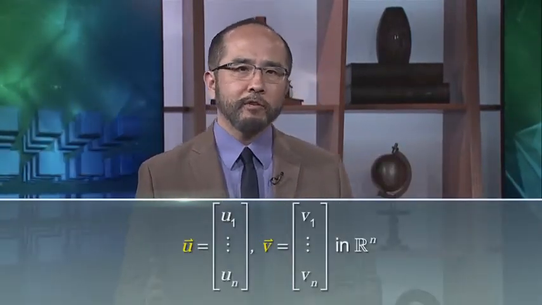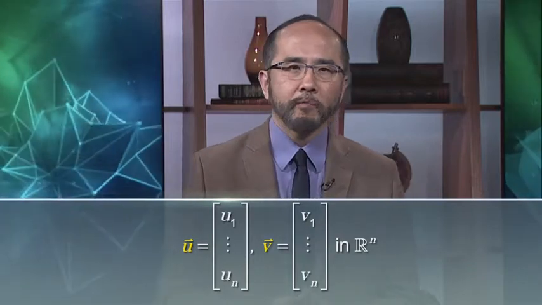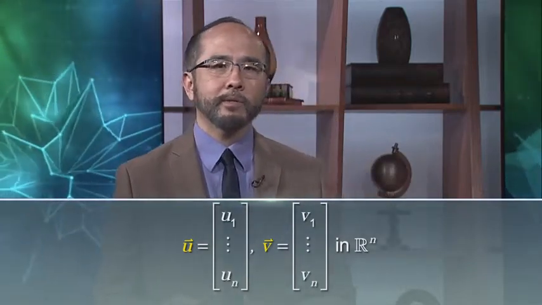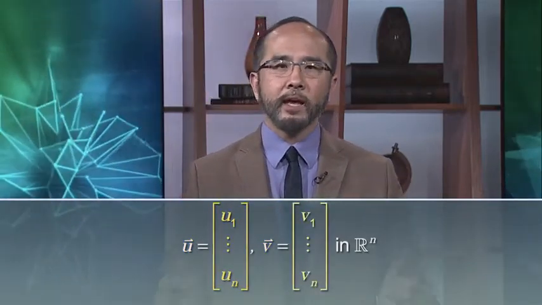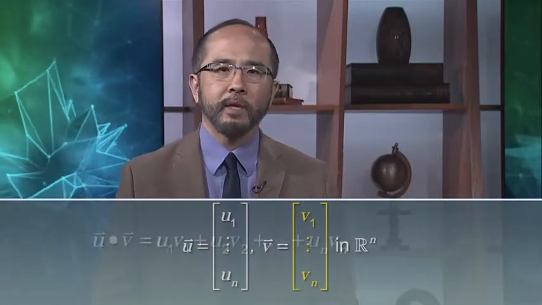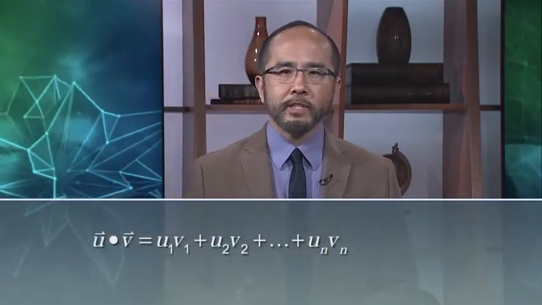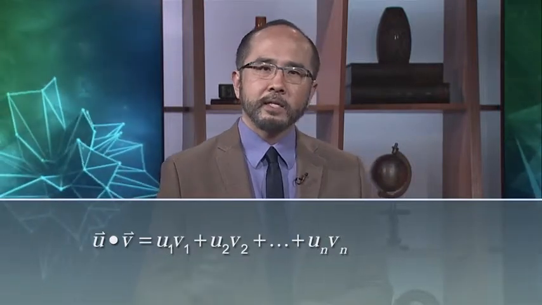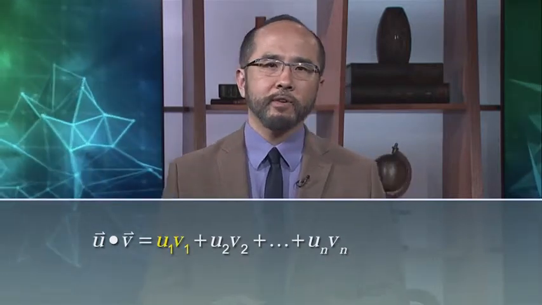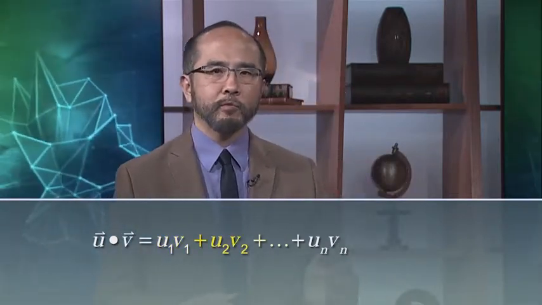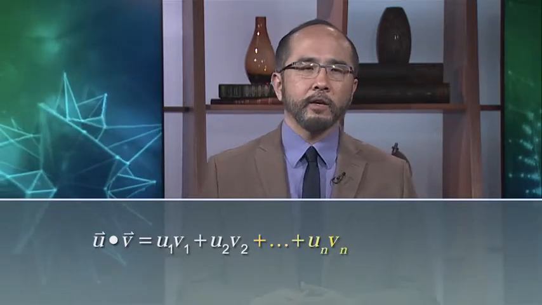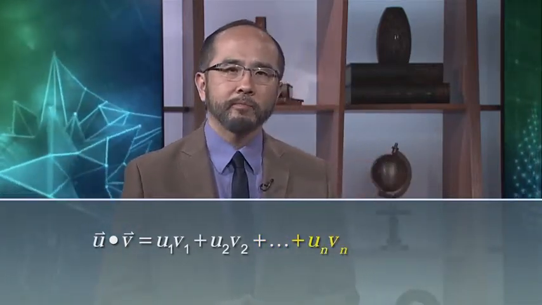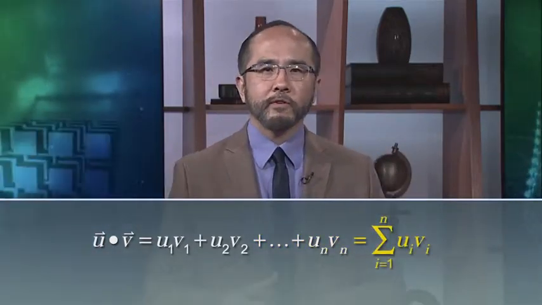Suppose you have u and v, two vectors in Rn, with components that are real numbers, u1 through un and v1 through vn. Then the algebraic definition of the dot product of u and v, called u dot v, is the sum of the pairwise products of the coordinates, u1 times v1 plus u2 times v2 plus ... un times vn. We have a shorthand notation for a sum like this.